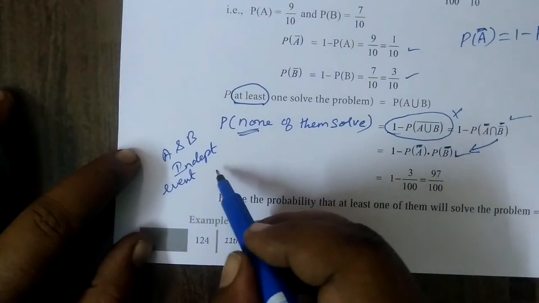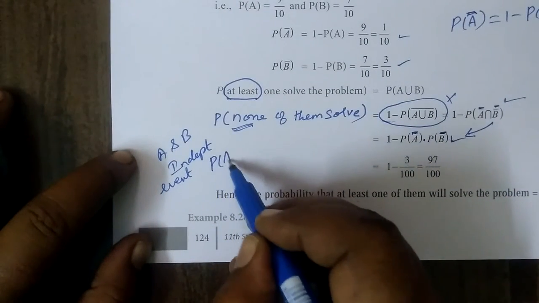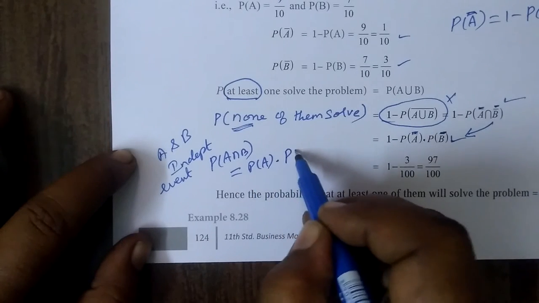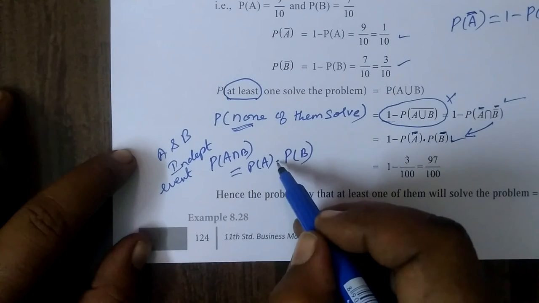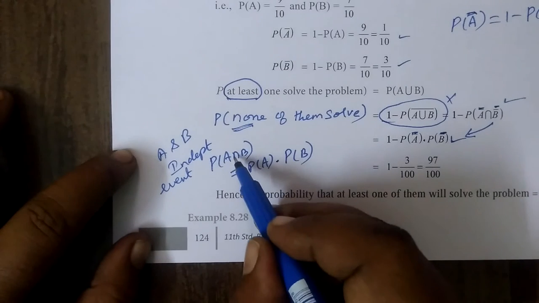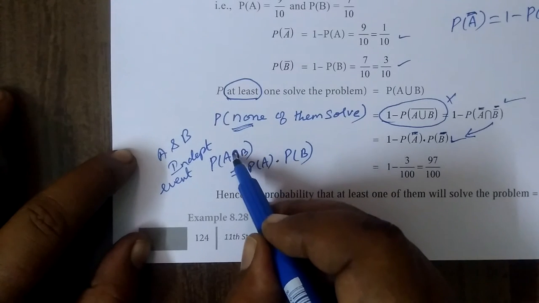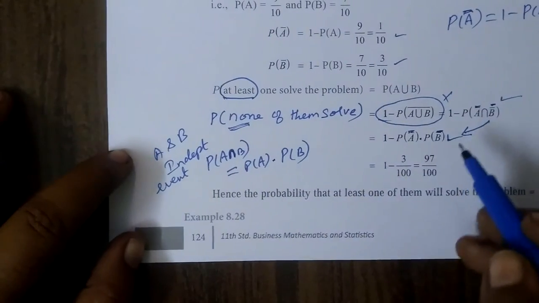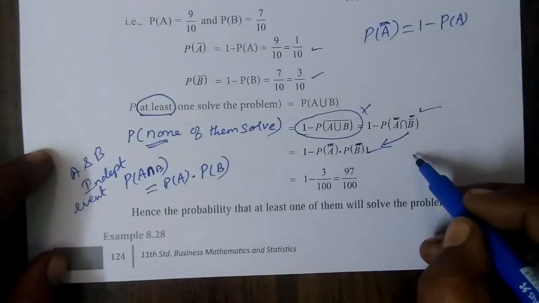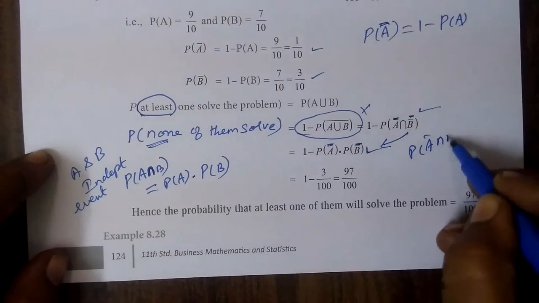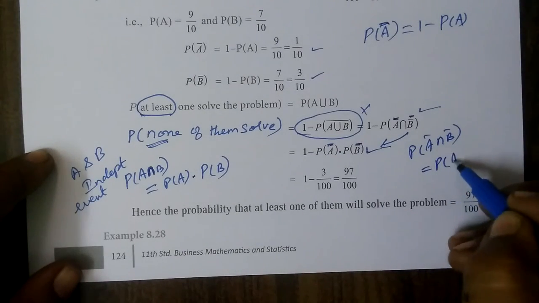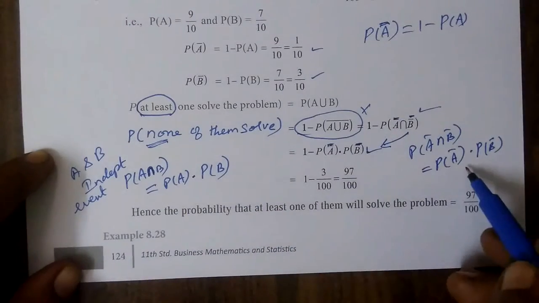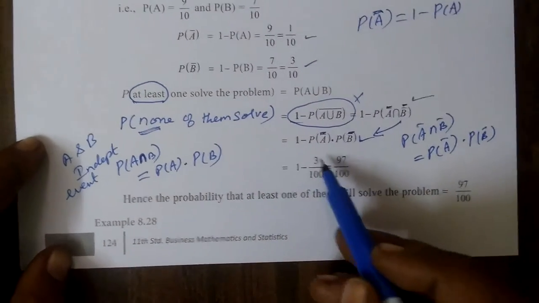So for independent events, we know the formula: P of A intersection B equals P of A into P of B. If A and B are independent events, we know this formula for P of A intersection B. You must be careful: it is intersection, not union. Intersection equals P of A into P of B. Similarly, P of A bar intersection B bar equals P of A bar into P of B bar. So using this, we substitute the values.